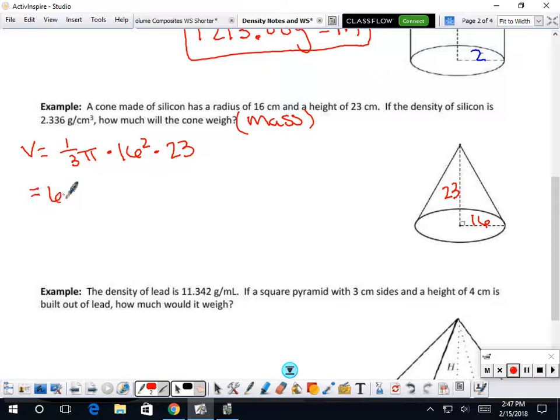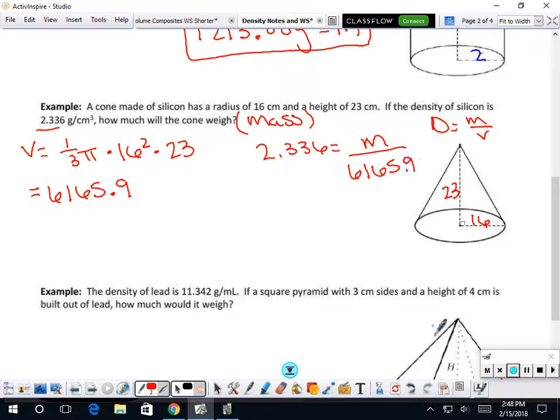So volume is equal to 1/3 pi times the radius squared, 16 squared, times the height, 23. Okay, so for volume, we get 6,165.9. Again, density is equal to mass divided by volume. So they tell me that the density is 2.336, and that is equal to mass, we're going to leave as m, over the volume we found was 6,165.9. To solve for mass, we got to multiply the volume times the density. So we're going to multiply both sides by 6,165.9. These cross out, multiply these two together, and we should get 14,403.54. Again, mass will be measured in grams.